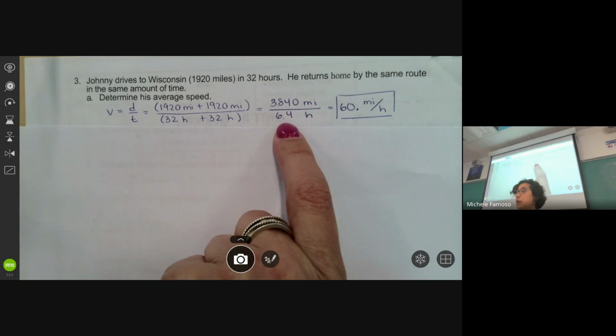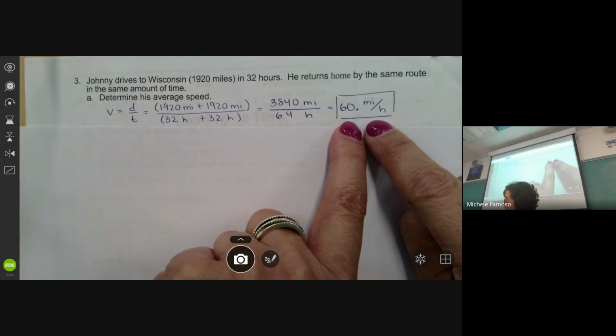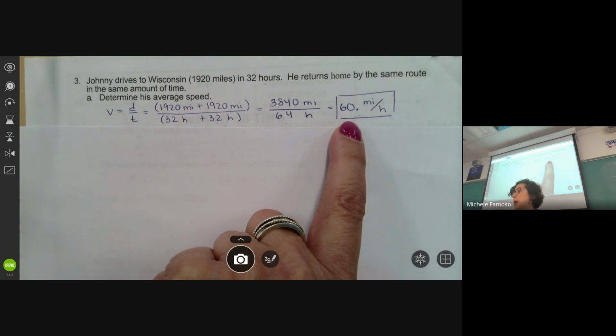Sig figs. 64 hours has 2 sig figs. The numerator has 3. So I must round my answer to 2 sig figs, 60 miles per hour. If you just said 60 miles per hour tomorrow, you would lose a point for sig figs on that question.